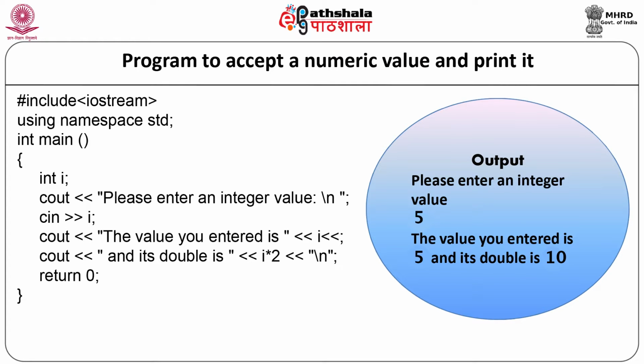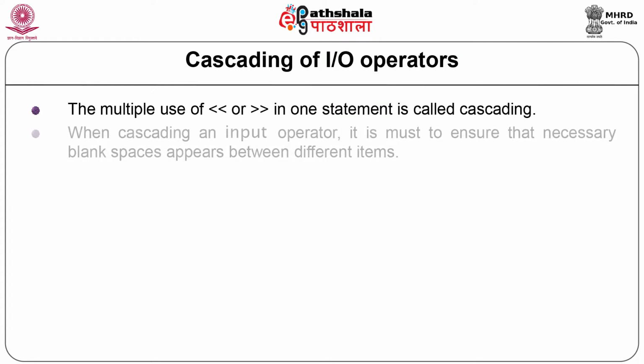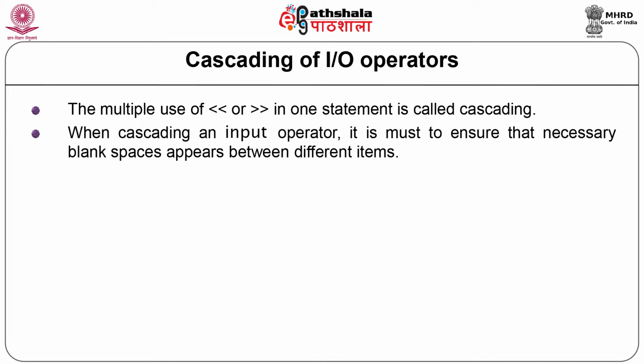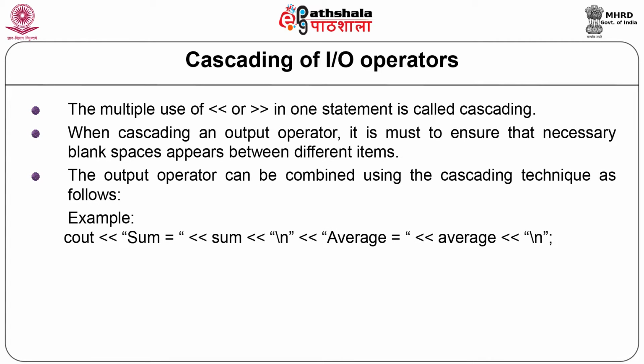The multiple use of insertion and extraction operators in one statement is called cascading. In the cascading of the input operator, it is necessary to ensure that the necessary blank spaces appear between different items. The output operator can be combined using the cascading technique as follows. Example: cout << "Sum = " << sum << "\n" << "Average = " << average.